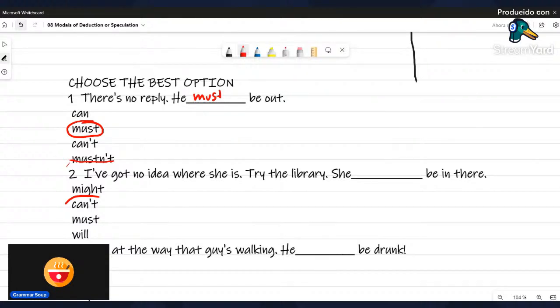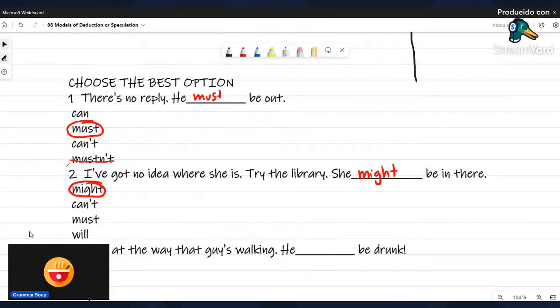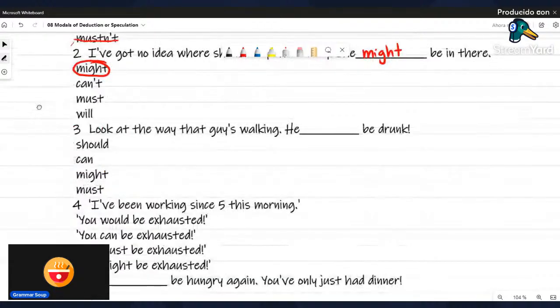Let me circle this. I think there's a little delay in the whiteboard. Sorry for that. I've got no idea where she is. Try the library. She might be there. You're just making a speculation. Yes, it's a speculation. You are speculating about what is happening. You are trying to explain that.